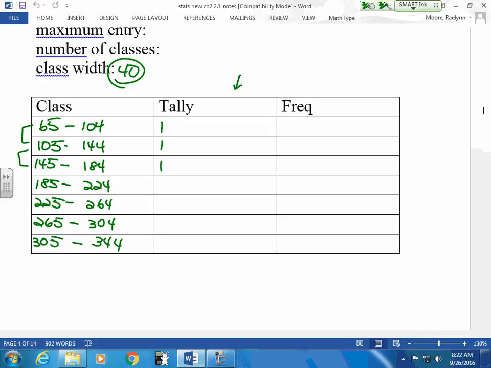Okay, and we do that. At the end, we count up all our tick marks. This is our frequency. This is why this is called the frequency distribution table. How is your frequency distributed? So at the end, you add up all your frequencies. We're going to do one together, and I'm going to give you a sheet so we can do it together.